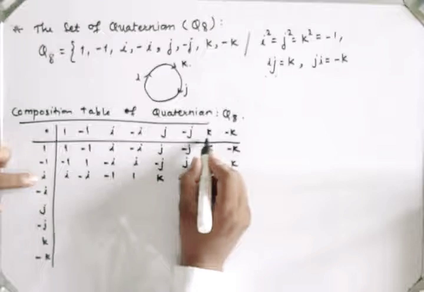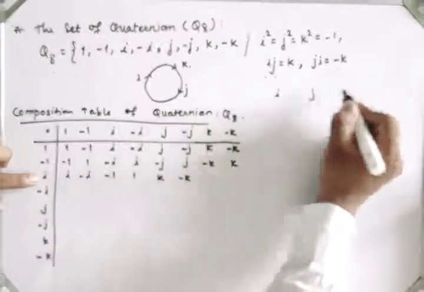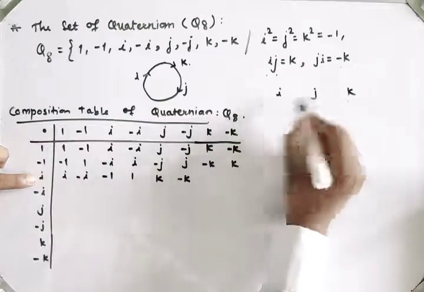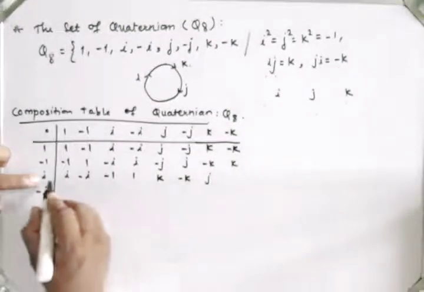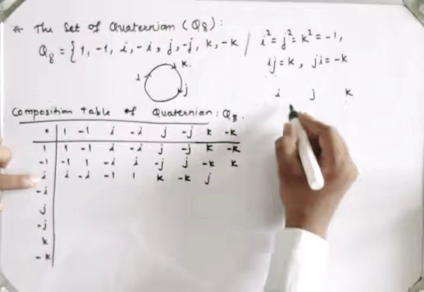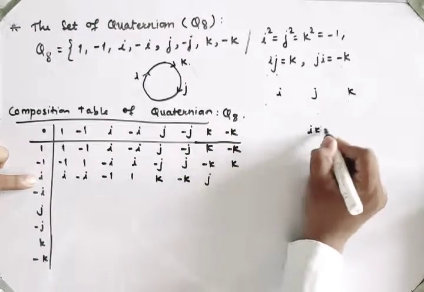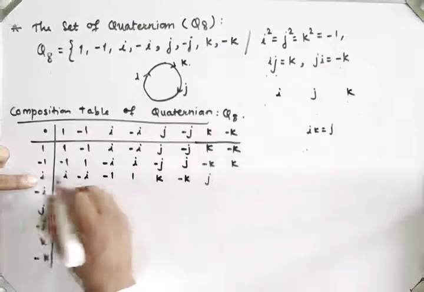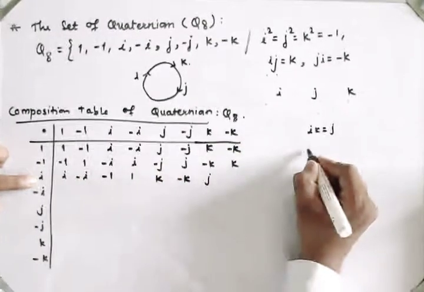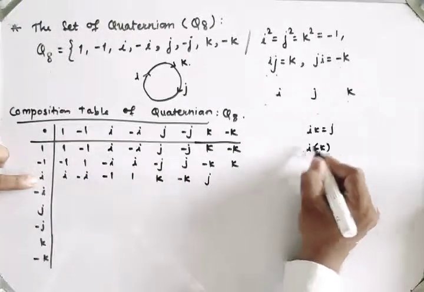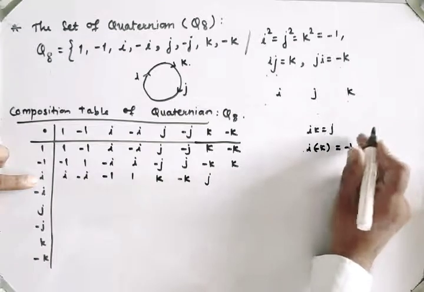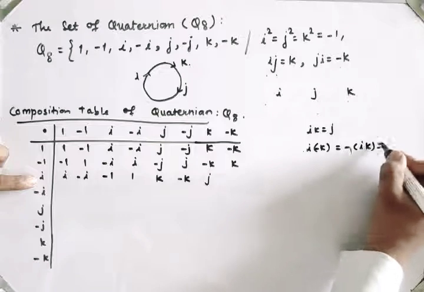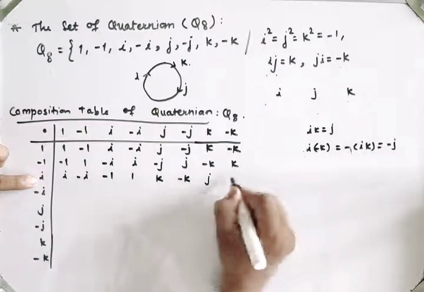Next i into k, so this is i j k, this is the clockwise direction, so i into k should be j. And i into minus k: i into k is equal to j, and I will take the minus sign outside, so i into minus k means minus sign outside, minus bracket i into k, which is j, so minus j.